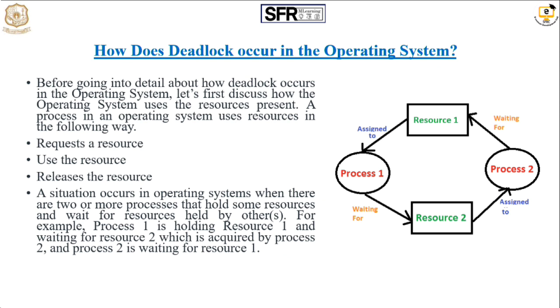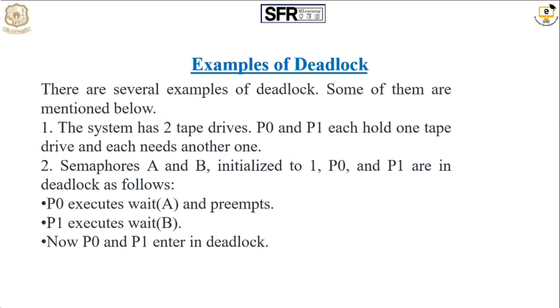For example, a situation occurs in the operating system when two or more processes hold some resources and wait for resources held by others. For example, process 1 is holding resource 1 and waiting for resource 2, which is acquired by process 2, and process 2 is waiting for resource 1. These are some examples of deadlock listed here. There are several examples of deadlock, some of which are mentioned here.